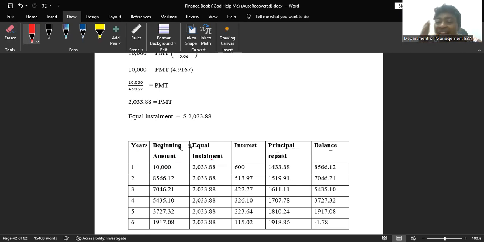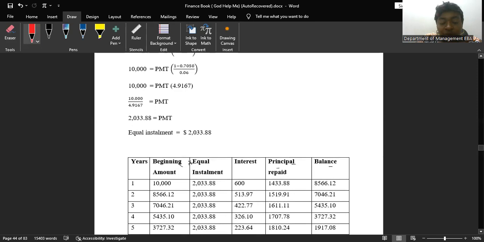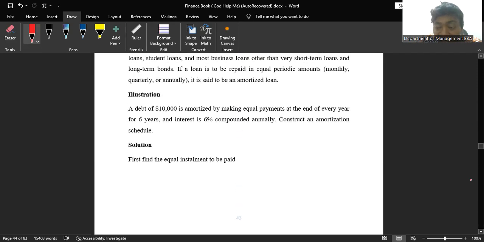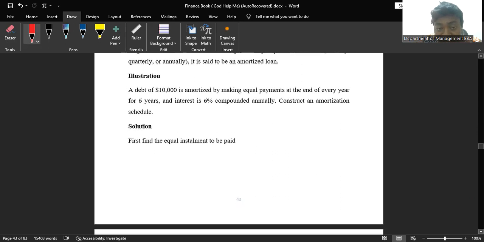Now they are saying that we are going to pay 2,033 cedis and 88 pesewas every, sorry, every year. That's the equal installment amount. That's what is written here. Let's look at the first year. Now they said the interest that we are paying is 6%. That's what they said, 6%.